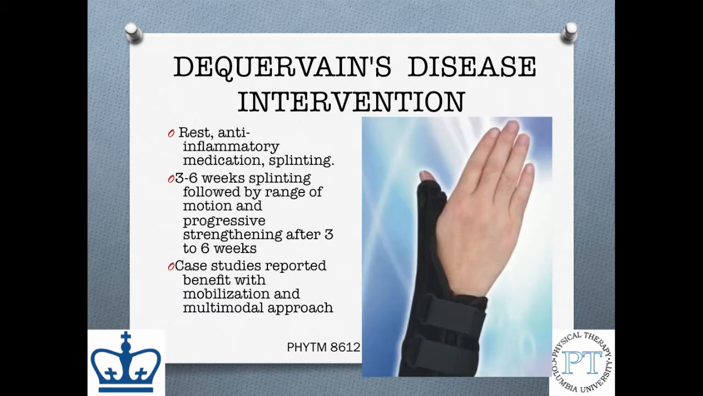So what is the typical treatment for DEQUERVAIN'S disease? Rest, anti-inflammatory medication to calm it down, and splinting. And a splint is shown here where the thumb is in a spica, so the IP of the thumb is able to flex, but there is no movement proximally, and so the thumb is not able to abduct or extend. And the thought is to decrease the activities in those muscles over a 3 to 6 week period, followed by eventually range of motion and progressive strengthening. It has been shown to be pretty effective at reducing the complaints of pain and the functional limitations.